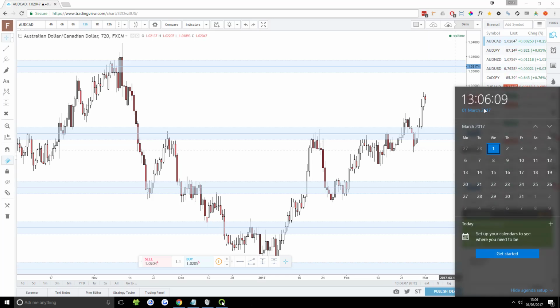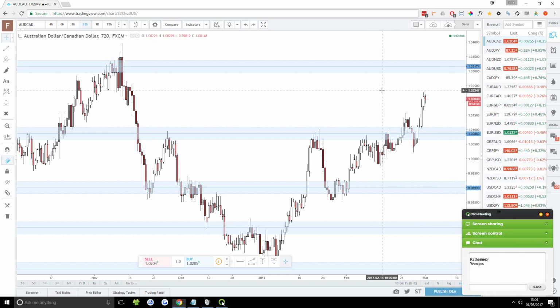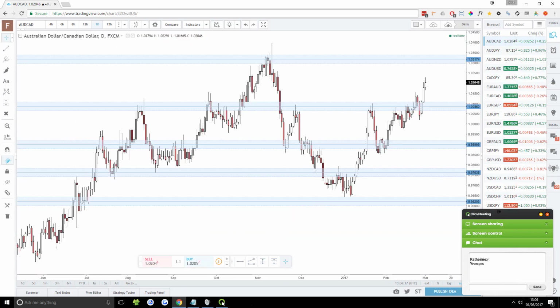Today is Wednesday the 1st of March 2017 and it is 13:06 here in the UK. You're looking at an AUD-CAD 12-hour chart. In today's analysis we're going to be going through each and every pair on this list, and we're going to be looking at each time frame for these pairs and looking for reversal setups essentially.